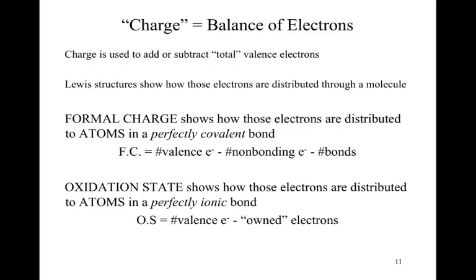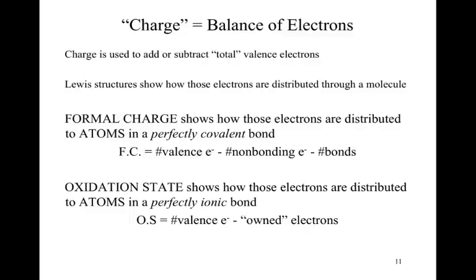So charge is a nebulous concept that takes some careful explanation and very careful differences in your terms. Really what it's looking at is the balance of electrons. Okay? So we used charge earlier on in our Lewis structures by either adding or subtracting electrons for our total valence electrons. So if we had a negatively charged molecule, we had to add electrons. Okay? In Lewis structures, what they're showing is how the electrons are distributed through the molecule. And it pretty much ignores this concept of charge. It's just saying the electrons are there.